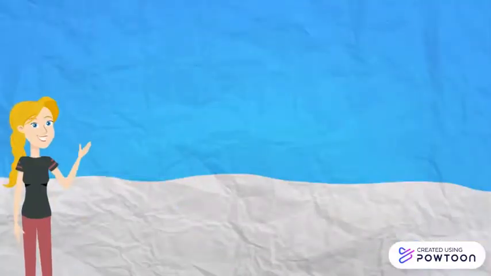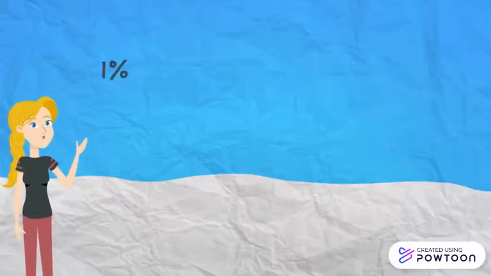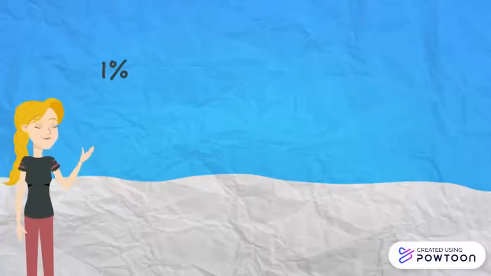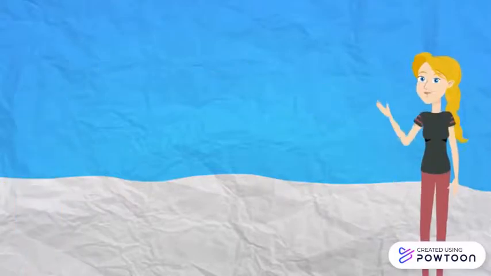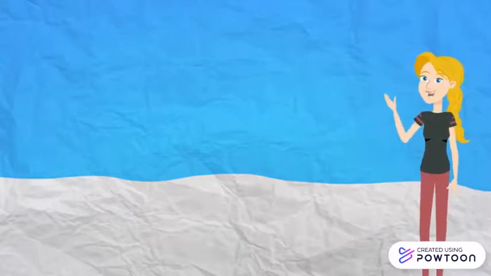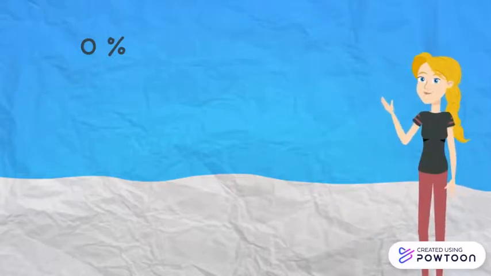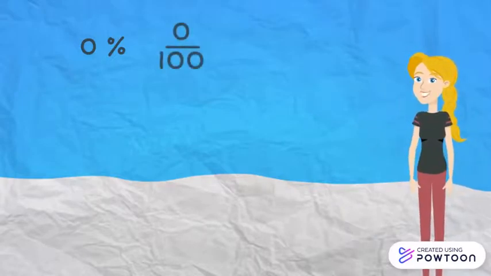Let's do some more. 1% in fraction form is, you're getting better by the second, it's 1 by 100. And in decimal form, good job, it's 0.01. Now let's look at a few numbers. 0%, how would you write that? Yup, it would be 0 by 100, which is 0.